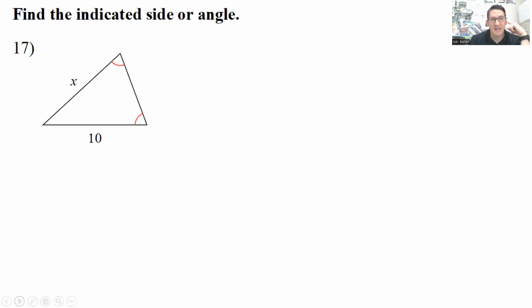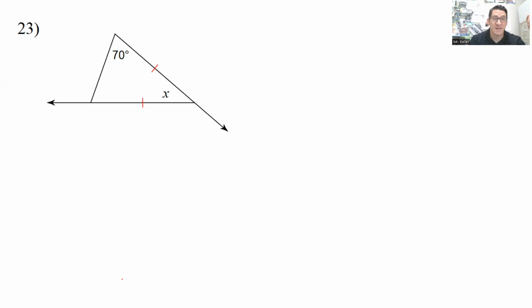So let's look at some examples. Find the indicated side or angle. Sometimes it might look like this 10 is the base, but you have to look: here are the base angles, so the base is on this side. It means these sides are equal, so X is just 10. The base isn't always on the bottom. That's one thing that kids get confused about for some reason. The base is the side that is not equal. We know these sides are equal because of the base angles that are equal there.